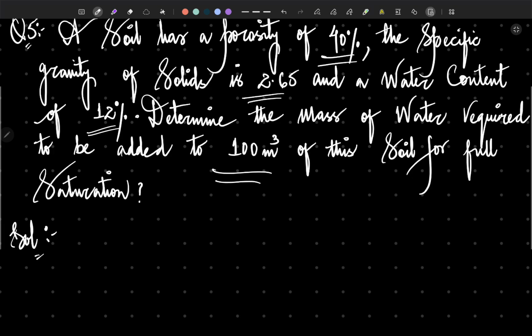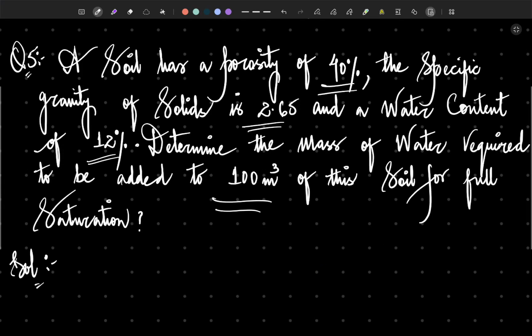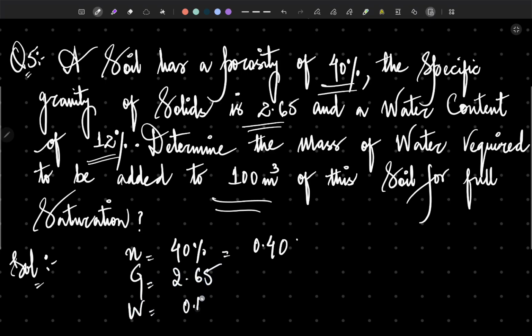Data that has been given is porosity 40%, or let's say 0.40. Specific gravity 2.65. Water content 0.12. So determine the mass of water required to be added to 100 cubic meters of the soil so that the soil will be fully saturated.